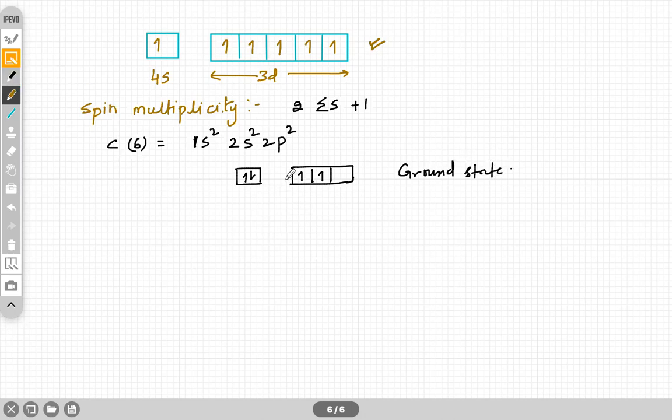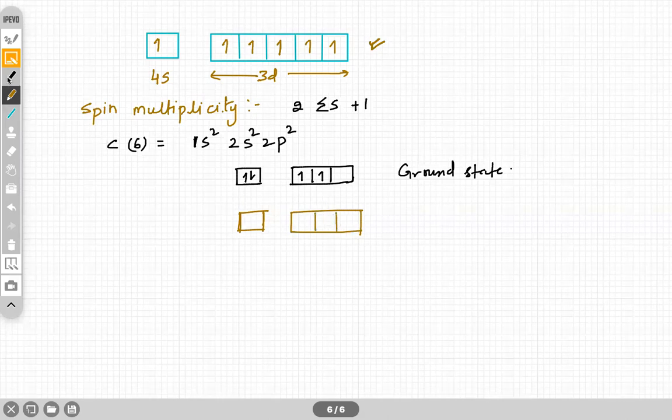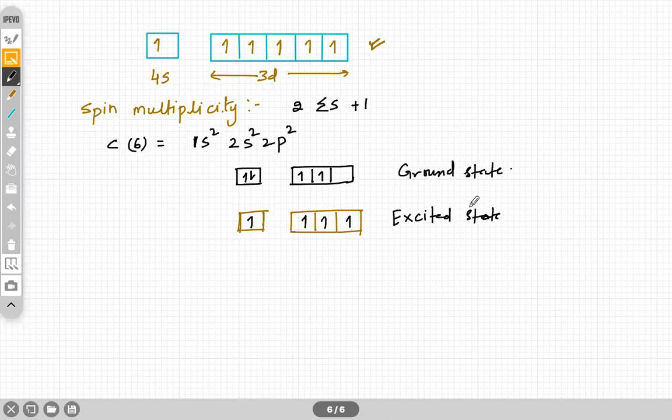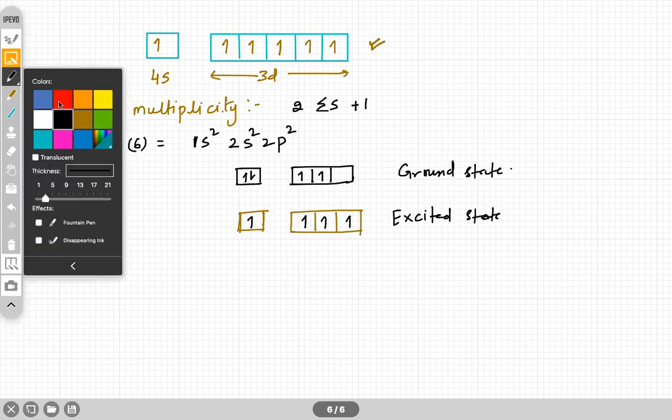In excited state, what happens? One electron jumps over here to make a bond. This carbon goes into excited state and one electron jumps into the vacant p orbital, and in this case it has four unpaired electrons, 1, 2, 3, 4. This is the excited state we have. Okay, so spin multiplicity is what you see here.